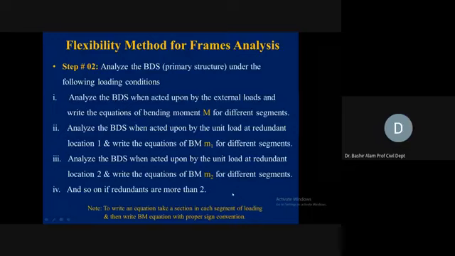Now note, to write an equation, take a section in each segment of loading and then write the bending moment equation with proper sign convention. Remember how to write the bending moment equation at a section, that is important. You need to refresh and learn that thing also, how we write the equation at a section.